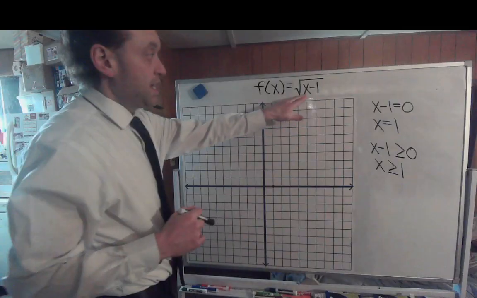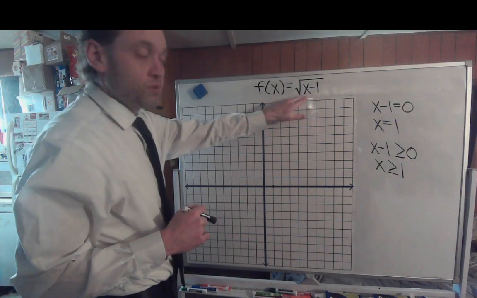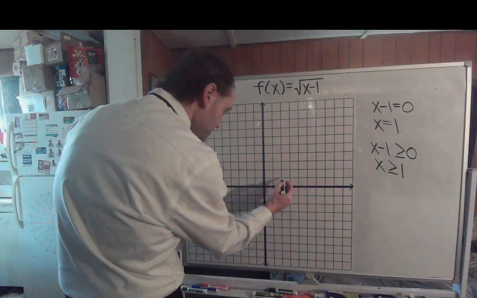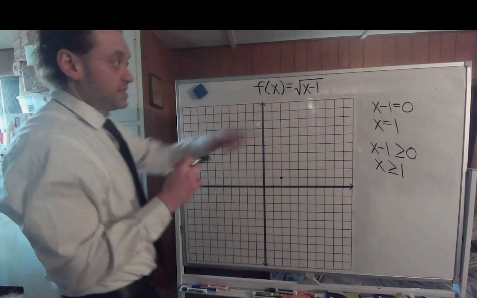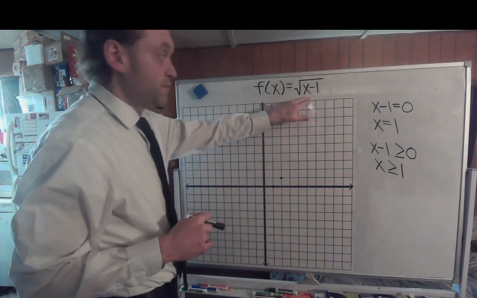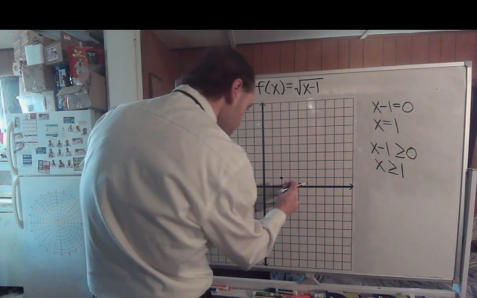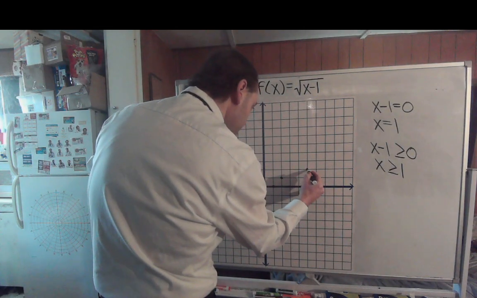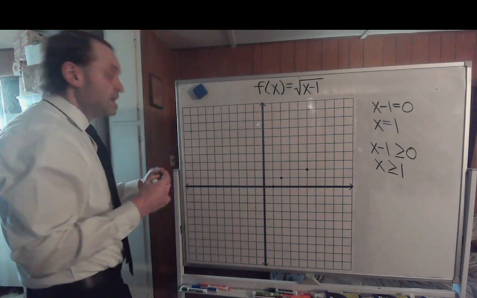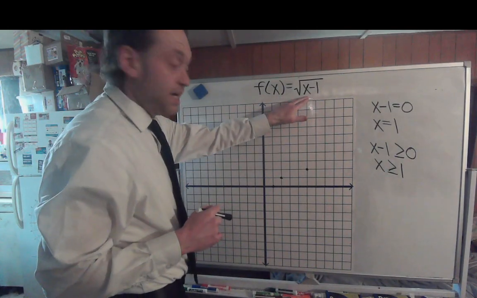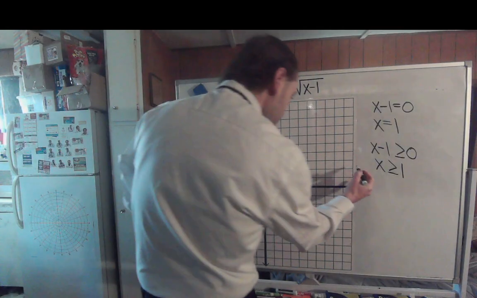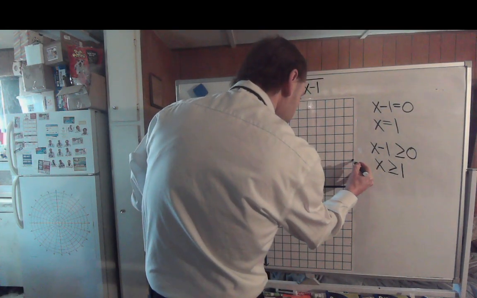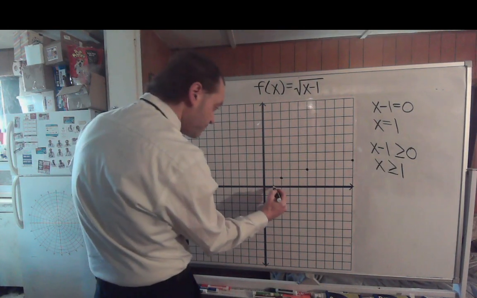Now if you put in x is 2, 2 minus 1 is 1, square root of 1 is 1. So you'll end up at 2, 1. Let's put in x is 5. 5 minus 1 is 4, square root of 4 is 2. So you'll be right there, 5, 2. Then put in x being 10. 10 minus 1 is 9. Square root of 9 is 3. So you'd be at the point 10, 3 right there.